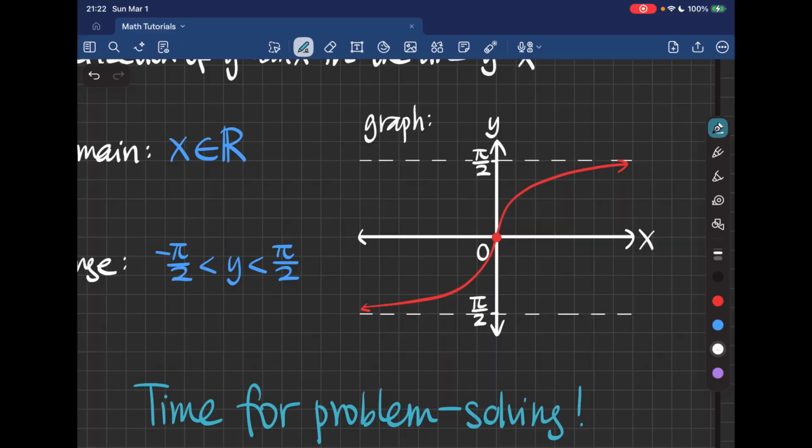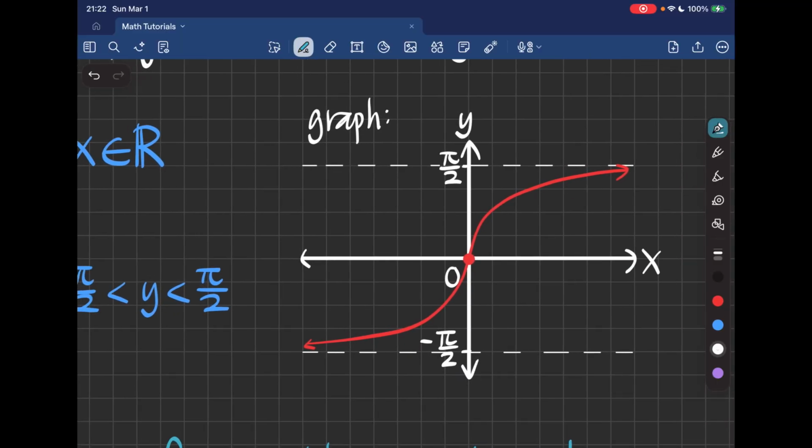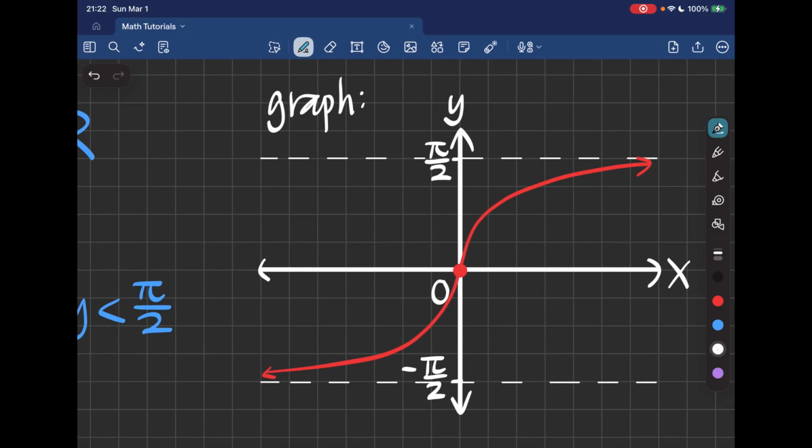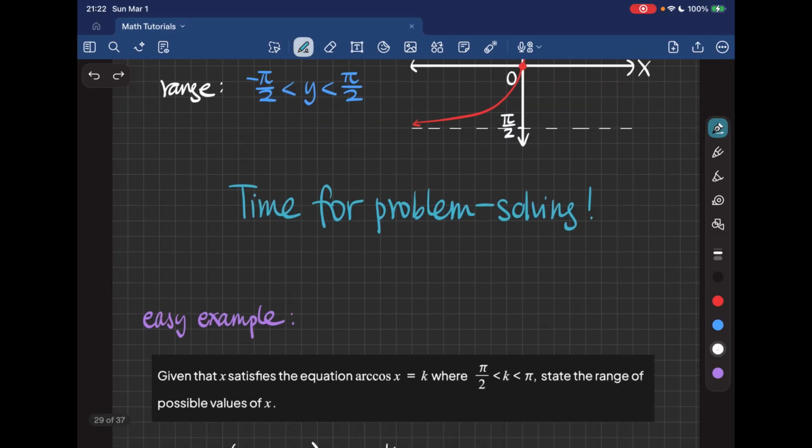That's because we have two horizontal asymptotes here and there. And here is the graph. I should put a negative sign here. Okay. So notice that this red curve never touches these two horizontal asymptotes. And now let's do some problem solving.